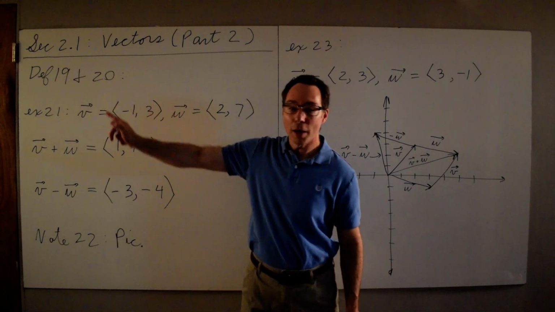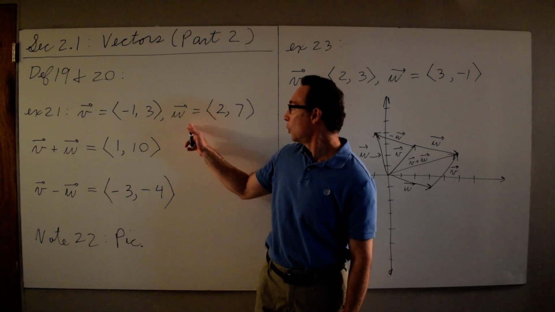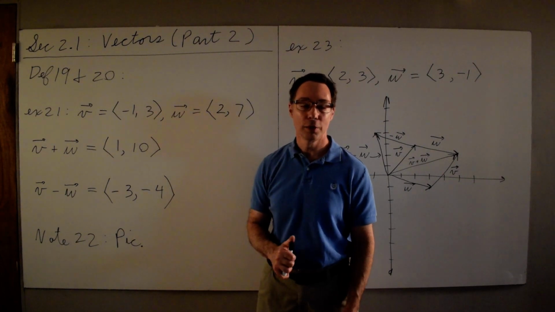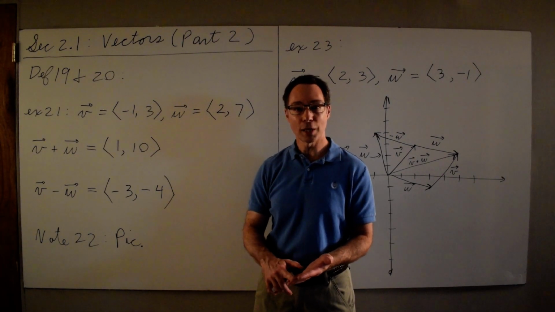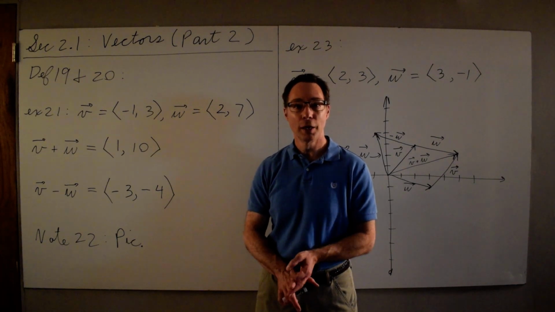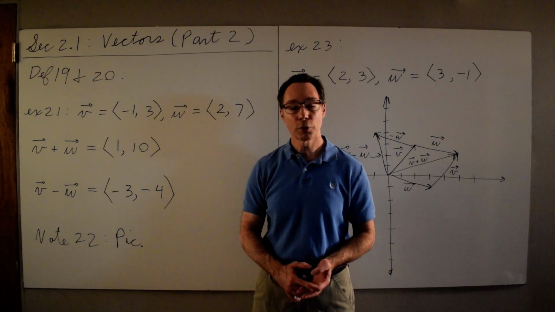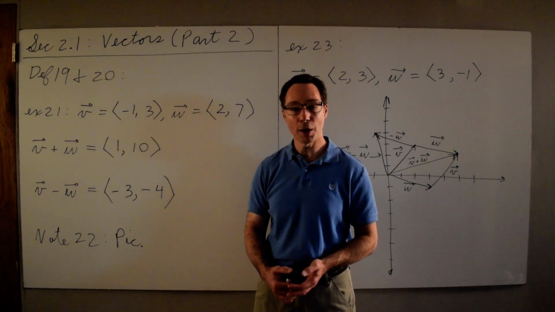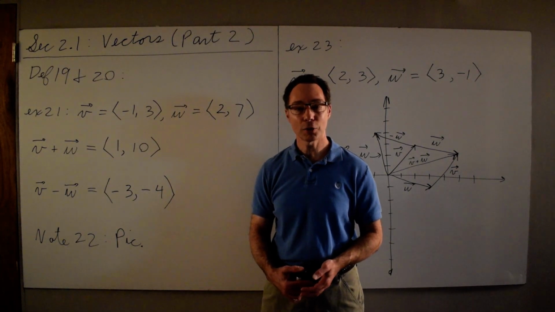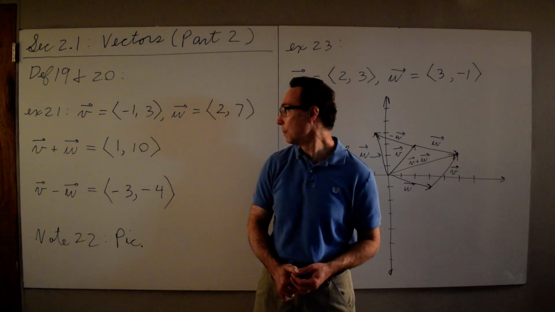So, definition 19 and 20, vector addition and vector subtraction. And the definition works the way you want it to work. So you want to add two vectors together. A vector plus a second vector is a third vector. And you get the third vector simply by adding the components. The vector v minus the vector w is another vector called v minus w. And you get that vector simply by subtracting the components of w from the components of v.